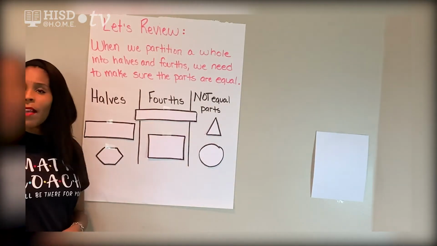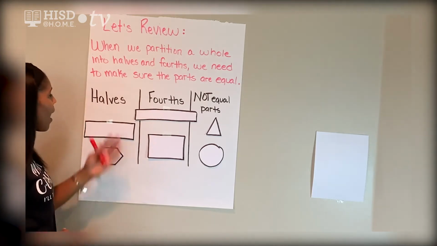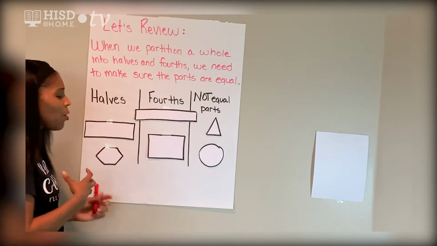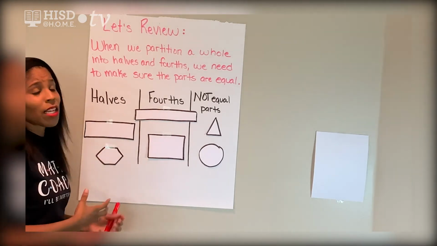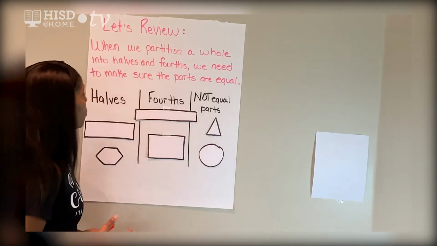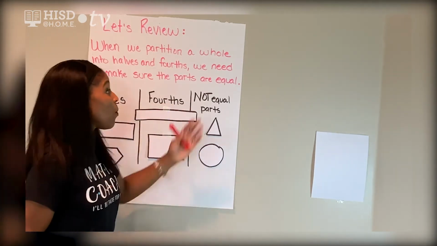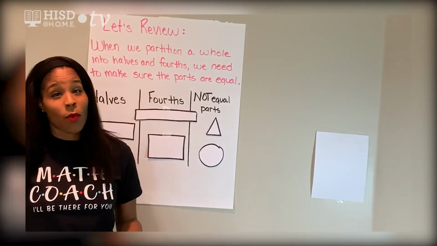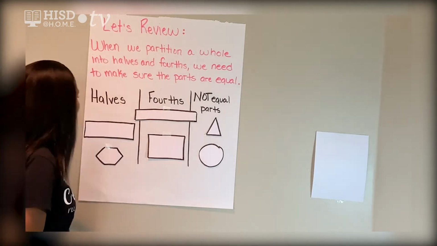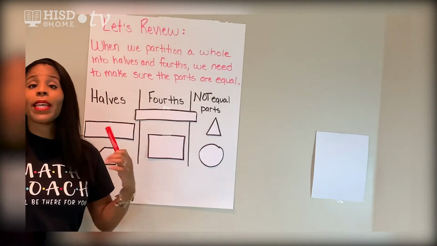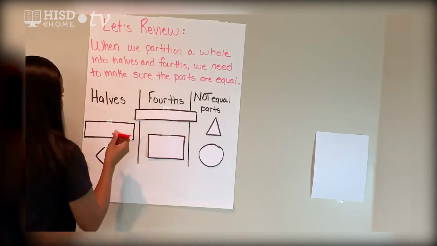So I already have some shapes here. I have some rectangles, I have a square, I have a circle, I have a triangle, and I even have a hexagon. So now we are going to partition our halves, fourths, and then we're even going to discuss some things that don't have equal parts. All right, so now we're going to start with our halves. Let's partition this rectangle into 2 equal parts.